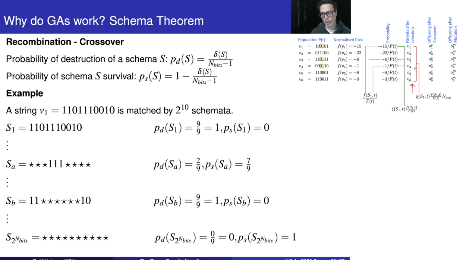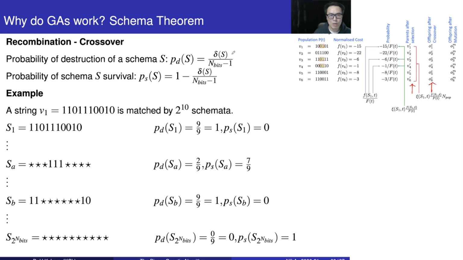Now we know at this stage how many strings matching S will survive right here. And now we are going to move on to the crossover. That means after we do the crossover, how many strings matching S1 or matching S will stay in the population. So we define this as the probability of destruction of a schema. So we have delta S and then n bit divided by n bit minus 1.